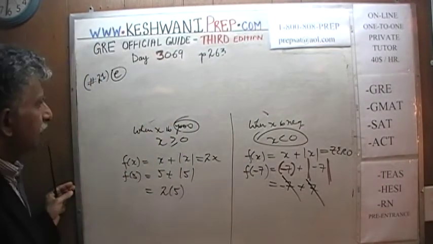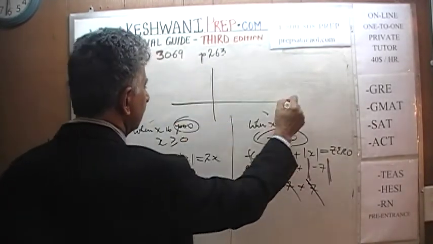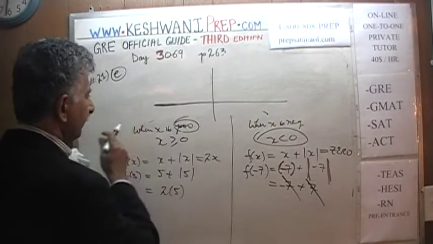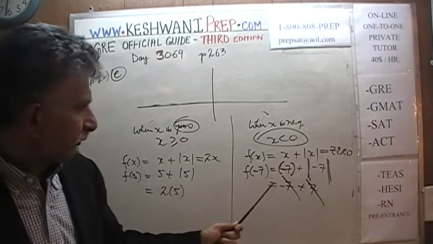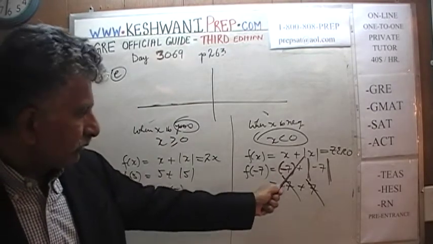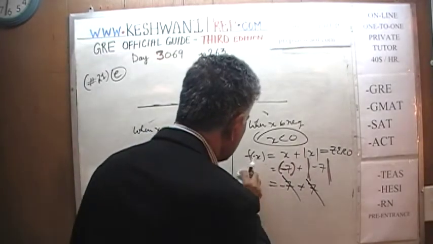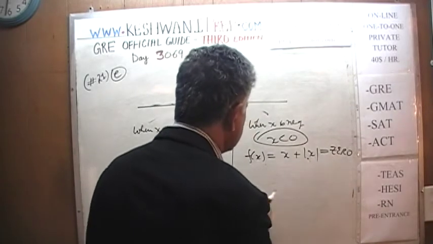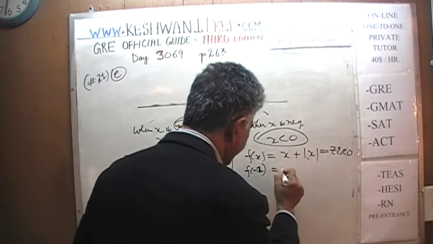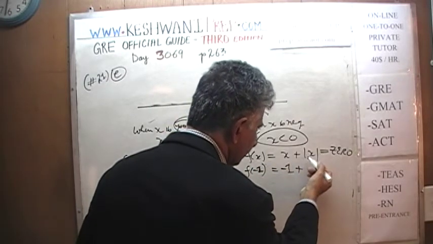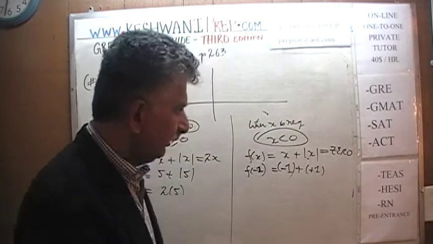I left no room for myself at all. We're going to do it up here. So, let's take care of the negative part first. I'm just going to do a few of them here. When x is negative 1, the absolute value of negative 1 is going to be positive 1. So here we have negative 1 and positive 1 is 0.